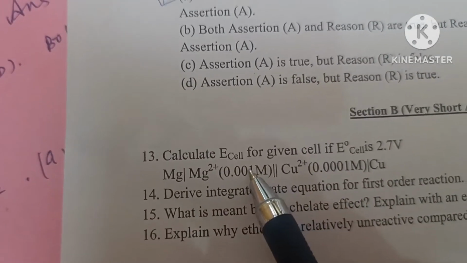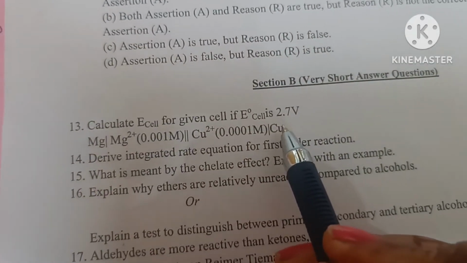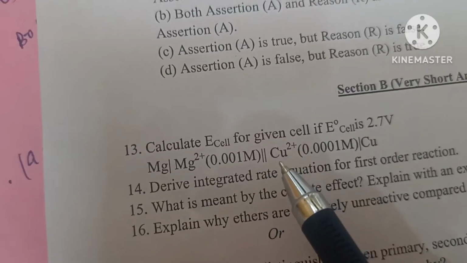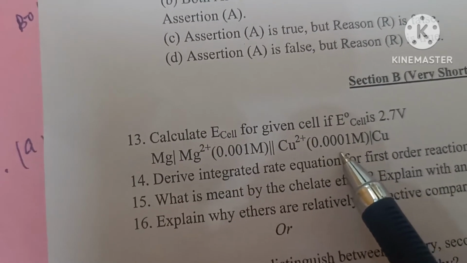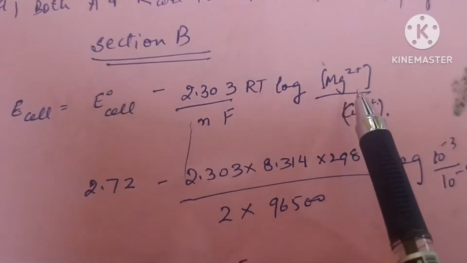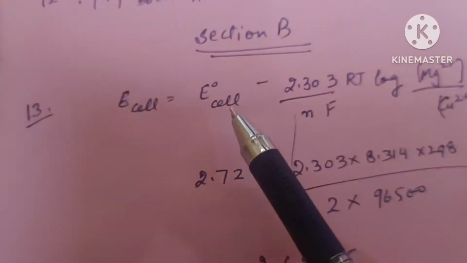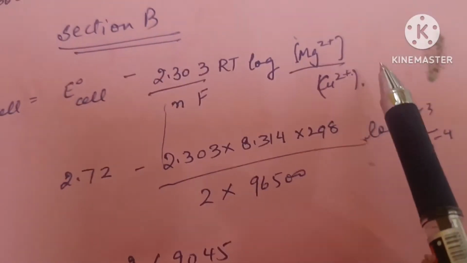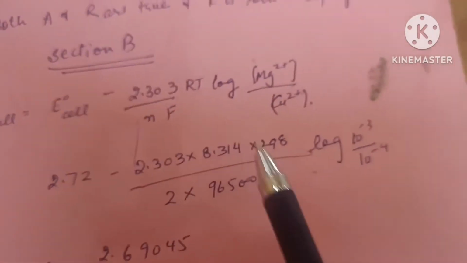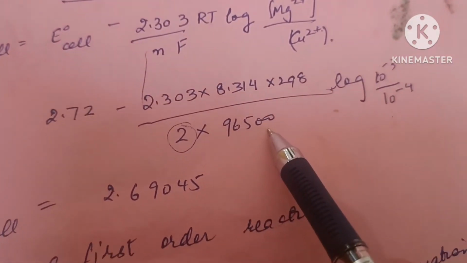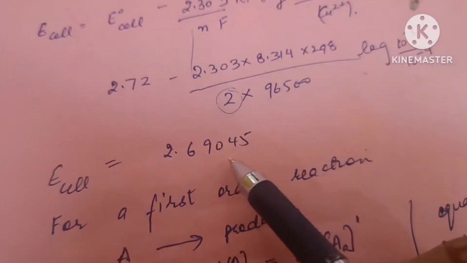Then calculate E cell for given cell if E0 cell is 2.7 volt and cell is magnesium dipped in magnesium ions with concentration 0.001 mole, and copper is dipped in copper ions, concentration 0.001 mole. तो नर्न्स इक्वेशन है हमारे पास E cell is equal to E0 cell minus 2.303 RT upon NF log concentration of magnesium ions upon copper ion. Anode is magnesium, cathode is copper. So 10 raised to power minus 3 upon 10 raised to power minus 4 इनकी concentration is given. तो N की value क्योंकि reaction is magnesium gives 2 electrons, so N is 2. Putting the values in the equation and solving, E cell is equal to 2.69045.